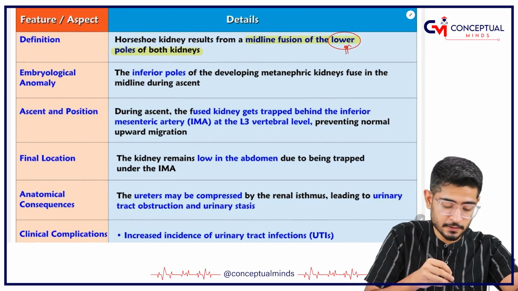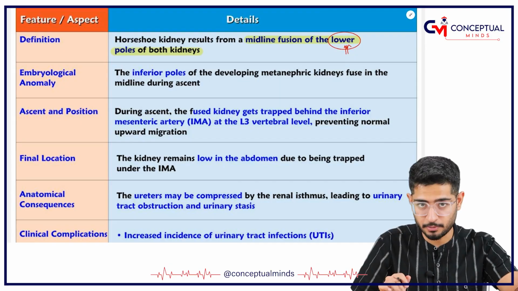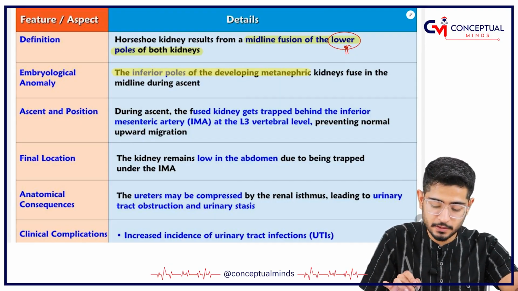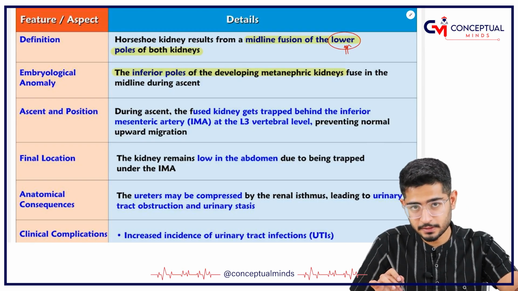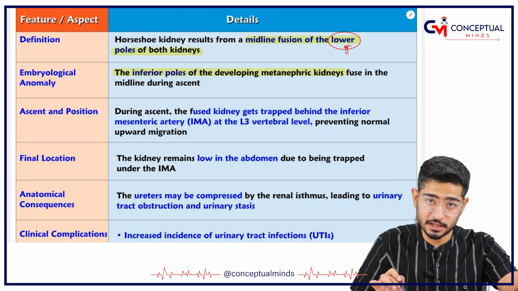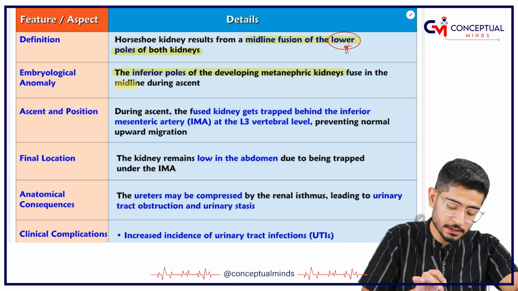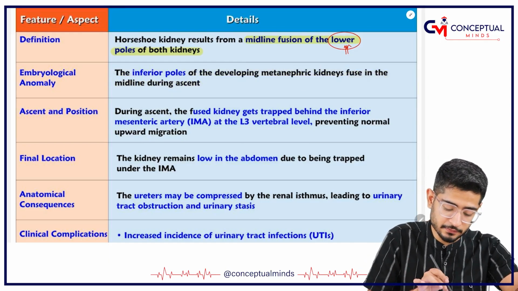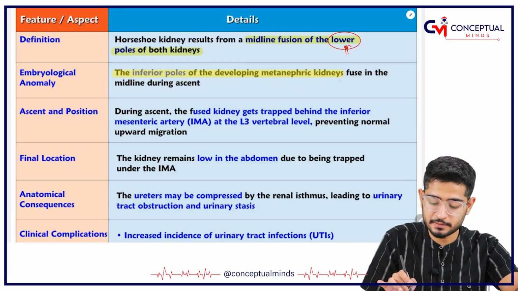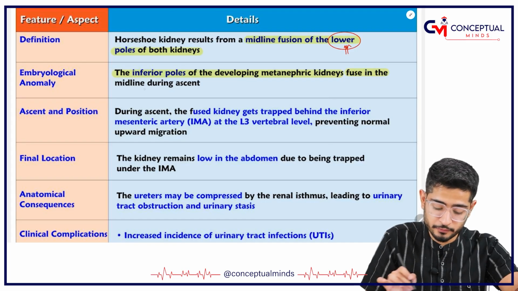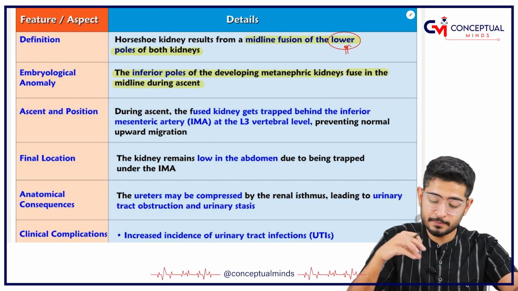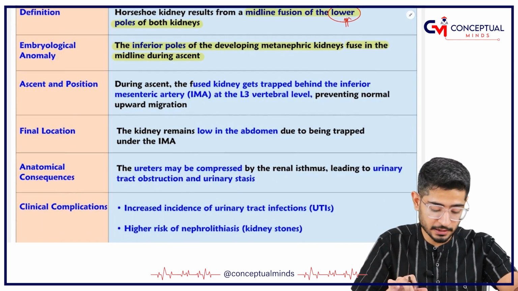Now you have something called an embryological abnormality. What is the embryological abnormality? The inferior poles of the developing metanephric kidneys, understand this, fuse in the midline during the ascent. Are you getting this? The inferior poles of the developing metanephric kidneys are going to fuse in the midline during the ascent.